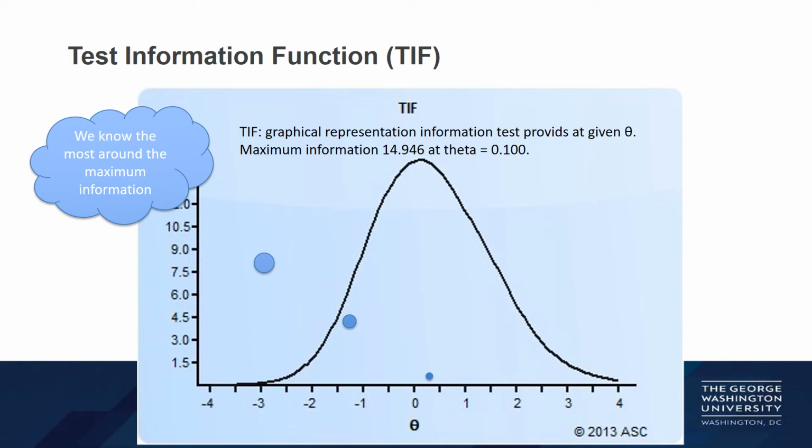We know the most about people that are around 0. So if you have a 0 ability, we would know a lot about you given this test. Whereas if you had a -3 or +4, we would know next to nothing about you. Because a person with +4 would get all the items correct.